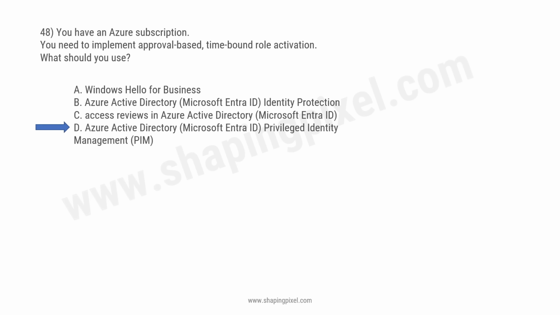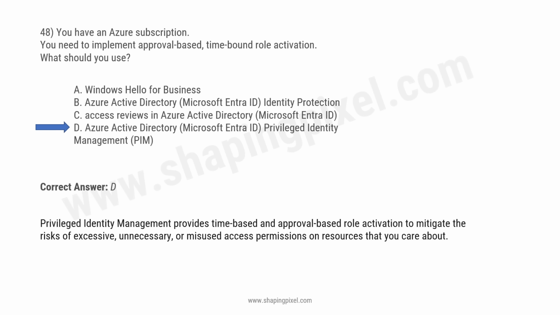So the right answer is option D, Azure Active Directory Privileged Identity Management. So Privileged Identity Management provides time-based and approval-based role activation to mitigate the risk of excessive, unnecessary, or misused access permissions on resources that you care about.